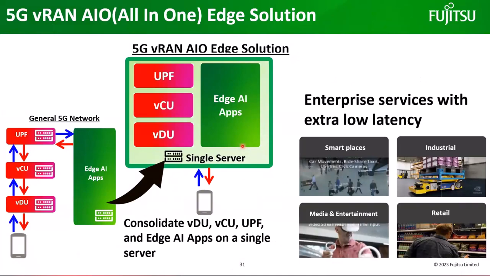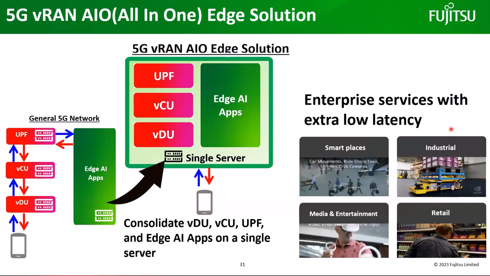In the past, hardware was arranged to process each function. With this solution, each functional hardware can be consolidated into a single server while maintaining processing performance. In addition, AI and application functions that have traditionally been on the cloud side can be placed closer to the end user, making it possible to provide ultra-low latency edge services to the end user.